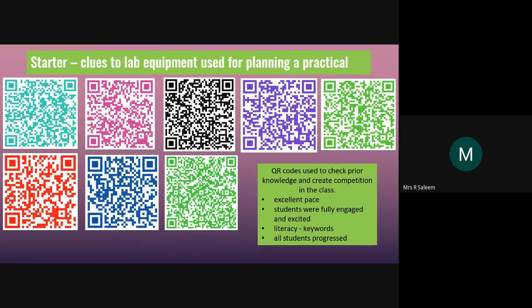In this example, QR codes were used to link keywords relating to lab equipment, which students needed for planning a practical. This increased the engagement of students because they found it a very challenging, fun activity, which they wanted to try and complete first. So it was very competitive in nature, and it was an excellent lesson that students enjoyed very well. Literacy was improved during this session as well because students learnt the correct names of the lab equipment and were able to spell those correctly as well.